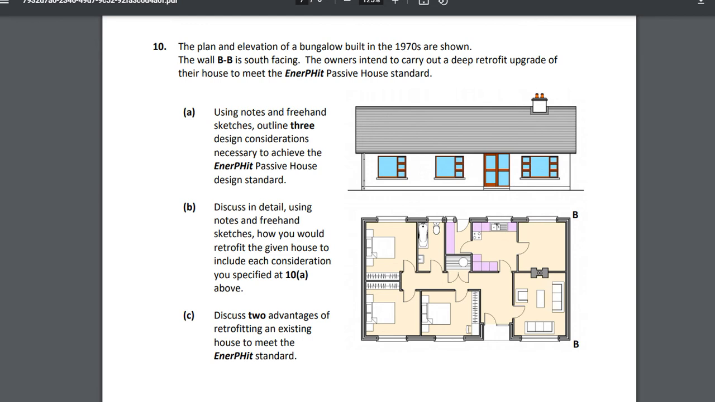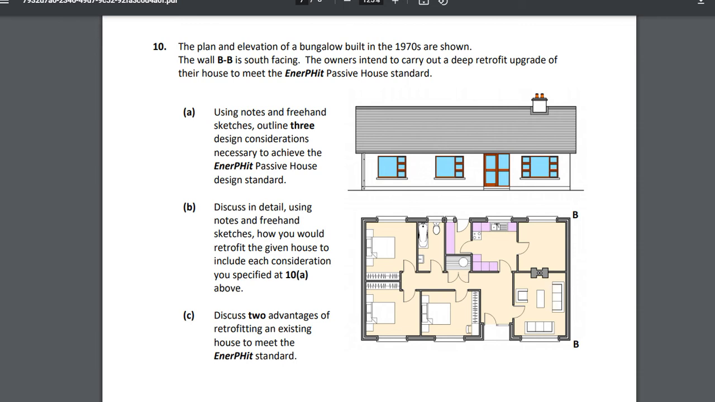First thing is, if you hear Enerfit or nearly zero or any of those terms, it's all the same thing. It's all Passive House. So they try and throw you off with some of these weird names. I wouldn't worry about those. It's all the same topic, Passive House. So forget anything else. If you're doing question 10, it's Passive House.